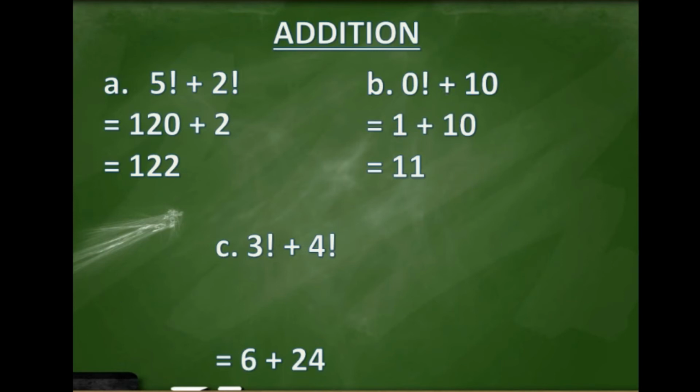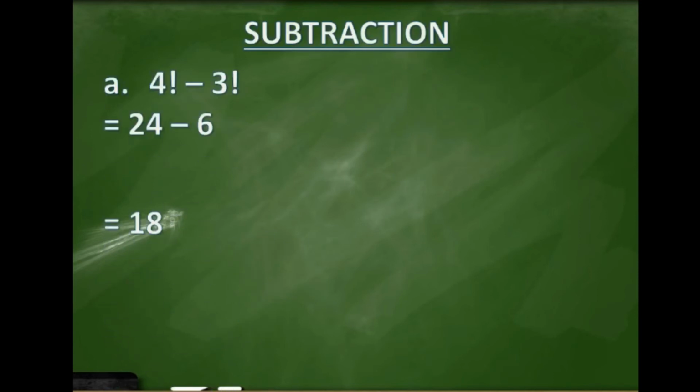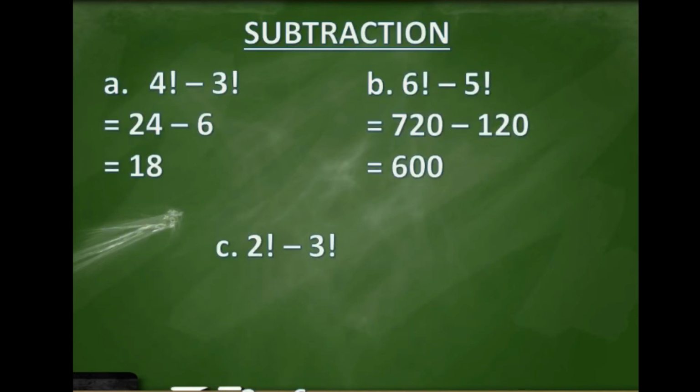Now, letter C. 3 factorial plus 4 factorial. 3 factorial is equal to 6 plus 4 factorial, which is equal to 24. So evaluate 6 plus 24 gives us the value of 30. Now let's go to subtraction. Letter A. 4 factorial minus 3 factorial. Again, same process. Find the value first of each factorial and then solve. 4 factorial is equal to 24 minus 3 factorial, which is equal to 6. So 24 minus 6 is equal to 18.